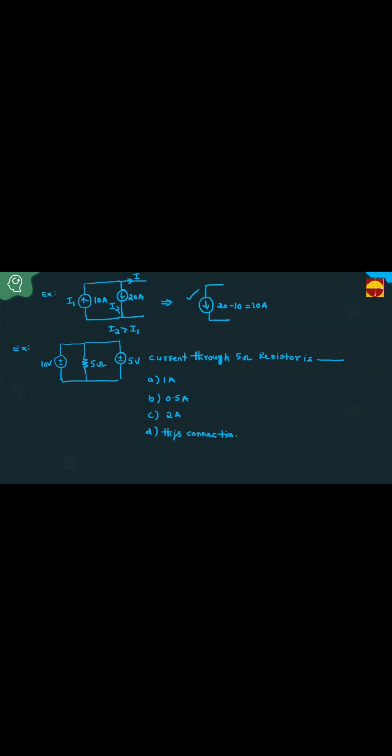Can anybody answer? I'm expecting an answer from you. Plus minus 10 volts, plus minus 5 volts. What is the current through the 5 ohm resistor? Very good. Option D is correct. This connection does not exist.